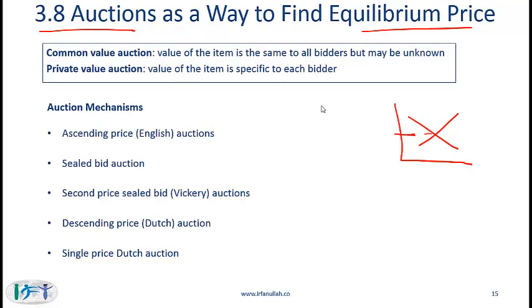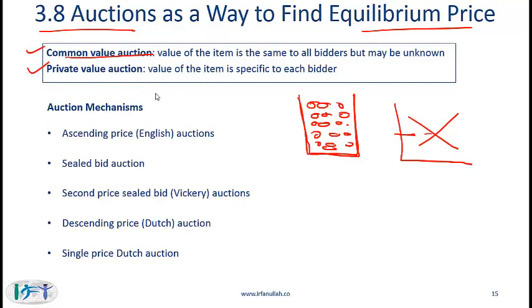First, two broad categories of auctions. One is a common value auction, and number two, we can also have a private value auction. With the common value auction, the value of the item is the same to all bidders but may be unknown. So if you think about a big jar full of coins, in the US context, let's say a jar full of quarters, and I ask you to bid for this particular jar. Notice that the value will be the same to all the bidders, but the value is not known for sure. When something like this happens, we say we have a common value auction.